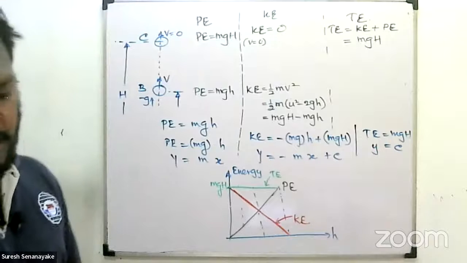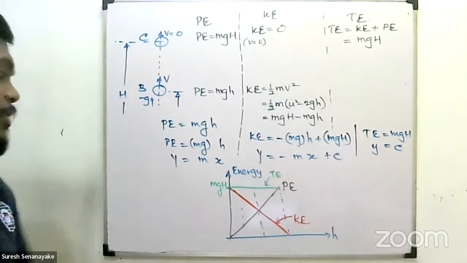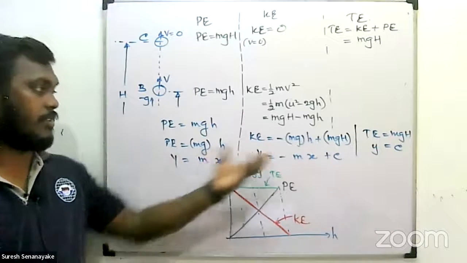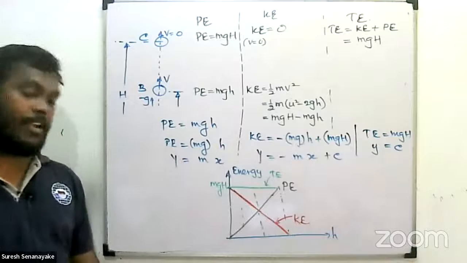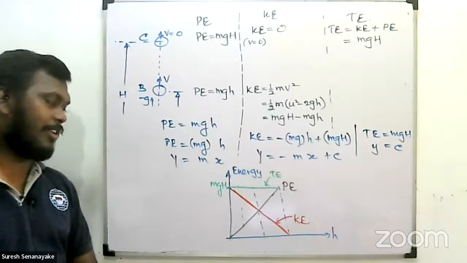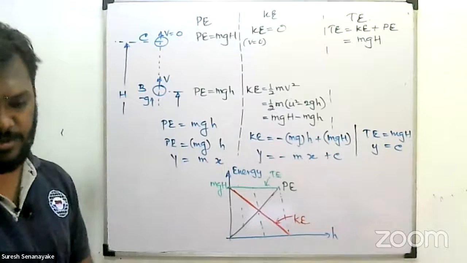We can draw the energy change with the time also. Try to draw it. First note this down and how it comes, and then draw the graph of how the kinetic energy, potential energy and total energy change with the time. So try to draw it.